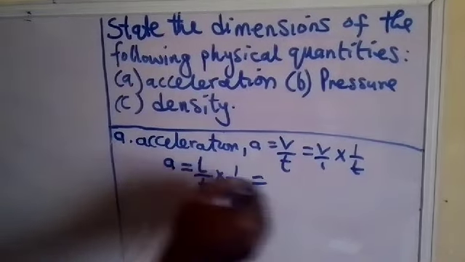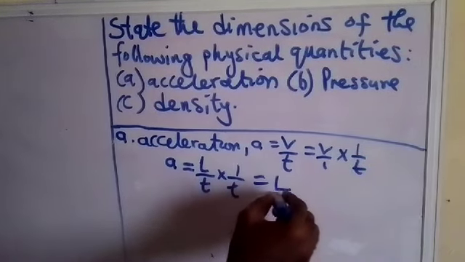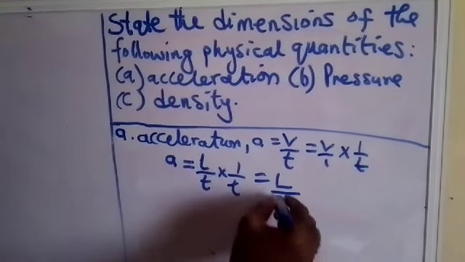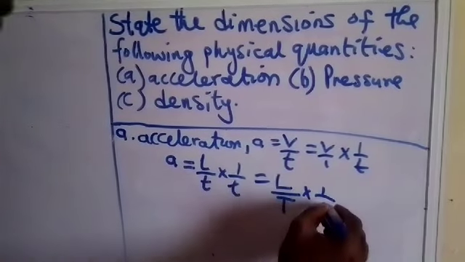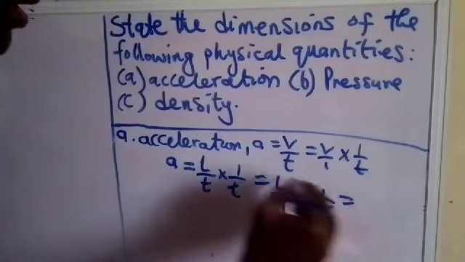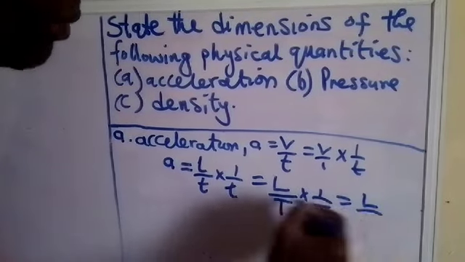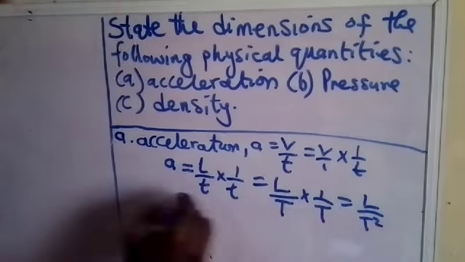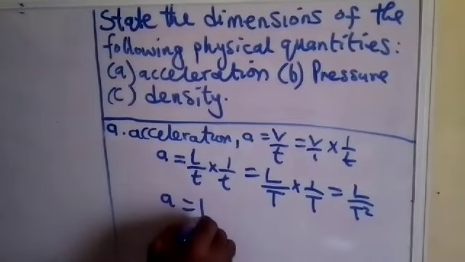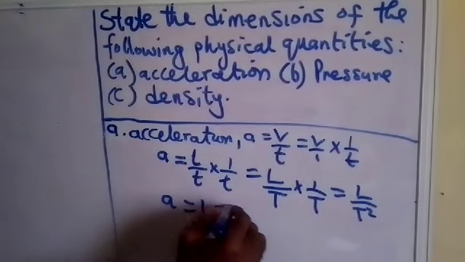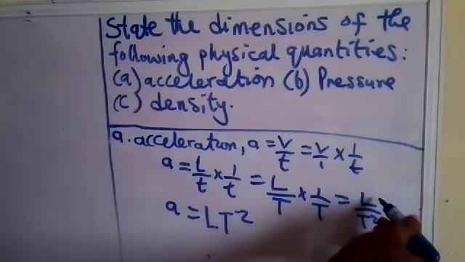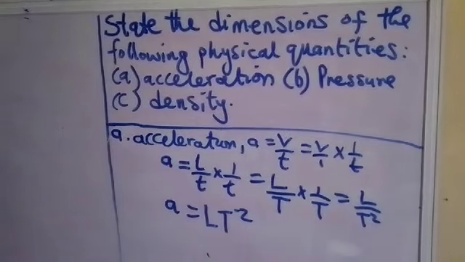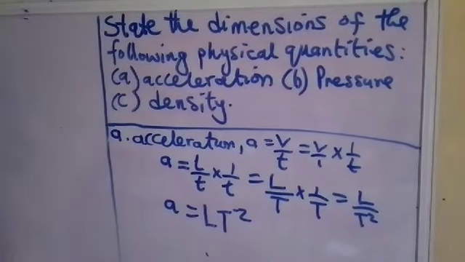Anywhere you have length, put capital L. Anywhere you have time, put capital T. L times 1 is L, divided by T times T is T squared. That means acceleration is L raised to power 1, T raised to power minus 2. When you bring this one from division up, it becomes minus. We are done with option A. Let's go to option B.